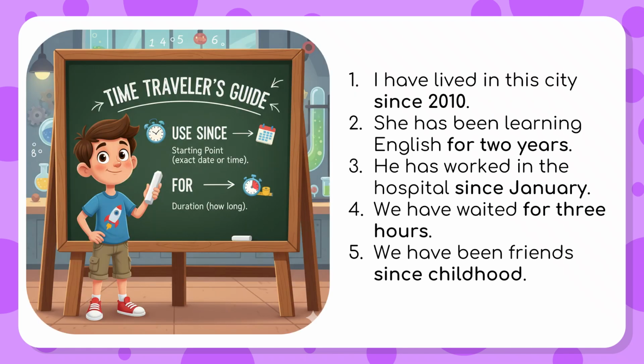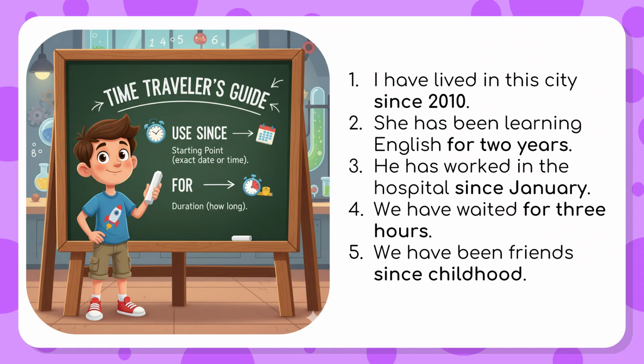Let's see the examples. I have lived in the city since 2010. She has been learning English for 2 years. So it shows the duration. More than 2 years, from these 2 years, she has been learning English. So that shows the duration of time. And "I have lived in the city since 2010" shows that from 2010 she started living in this city. He has worked in the hospital since January. We have waited for 3 hours and we have been friends since childhood.